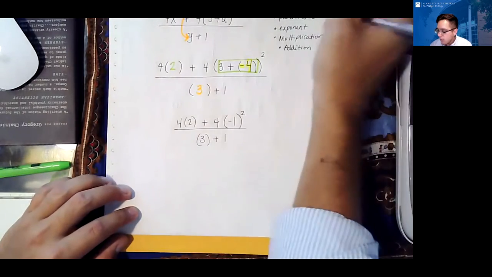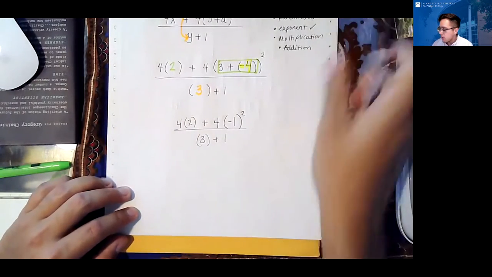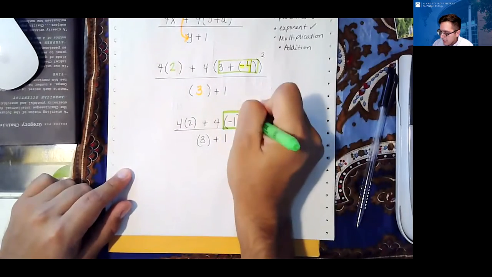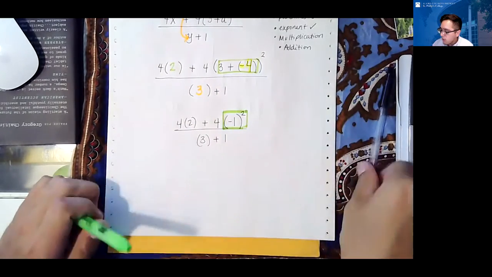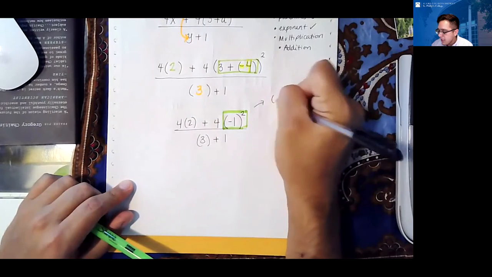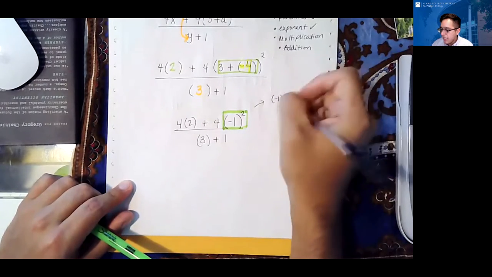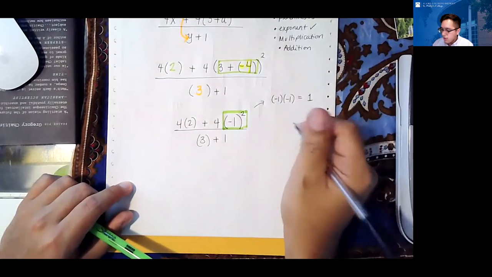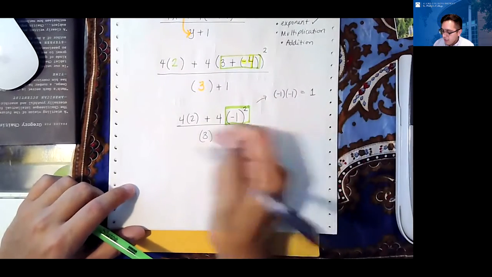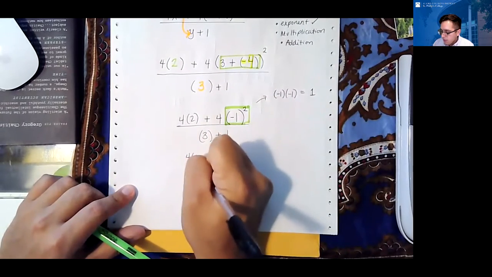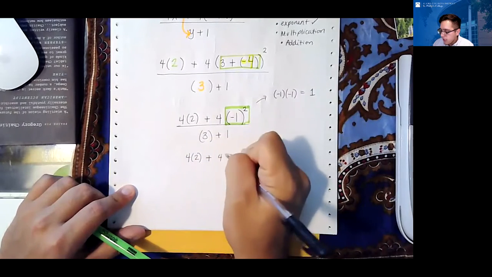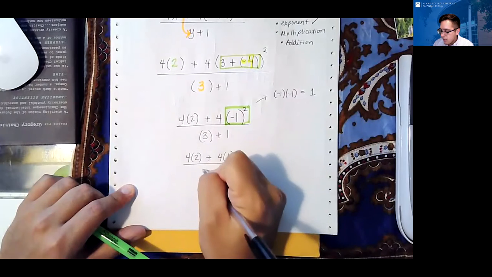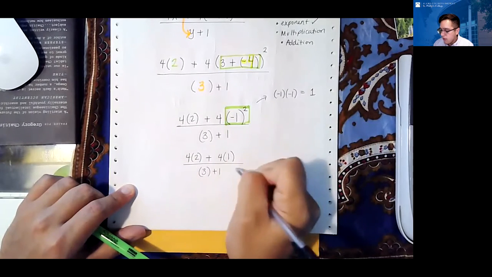Okay, so I took care of my parentheses. Now I need to take care of the exponent. So we have -1 raised to the second power, which you have to remember is the same thing as -1 times itself. And a negative times a negative is a +1. So I can rewrite this whole problem as 4 times 2 plus 4 times now +1, since I took care of the exponent. And then we have 3 plus 1 on the bottom.